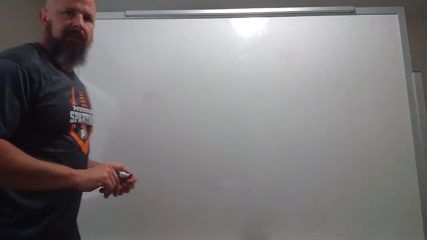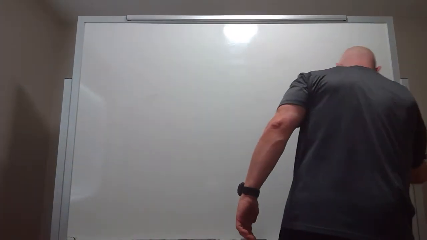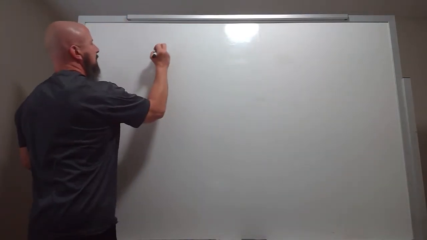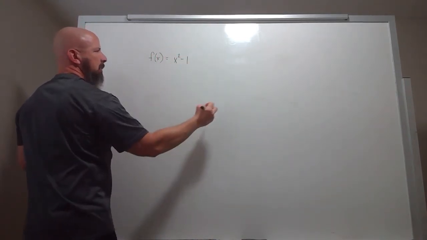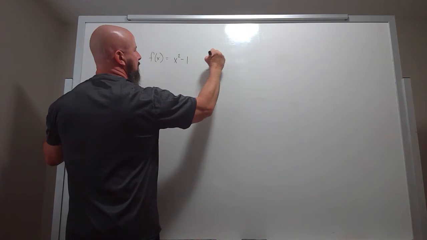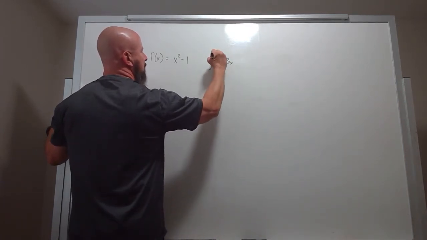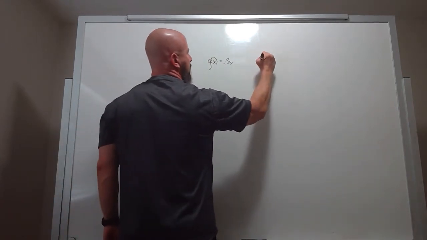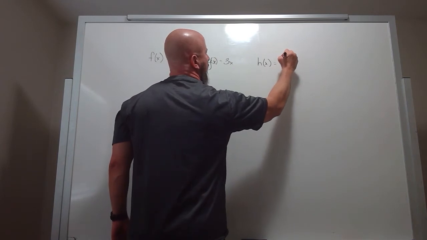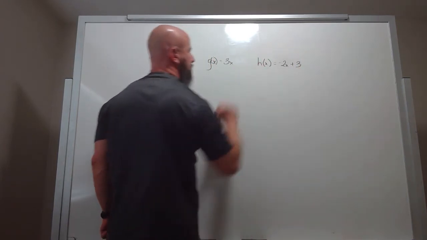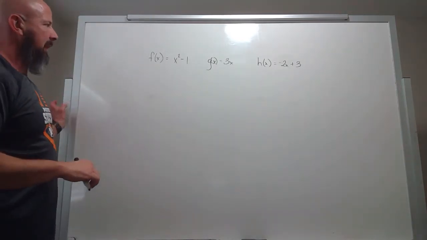So I'm going to switch and give us 3 functions here. Move this back a little bit. Let's go with f of x, x squared minus 1, g of x, 3x, and let's go with h of x, negative 2x plus 3. Just make up 3 functions there. All right, so I've got f, g, and h.